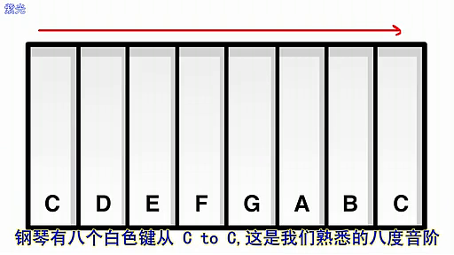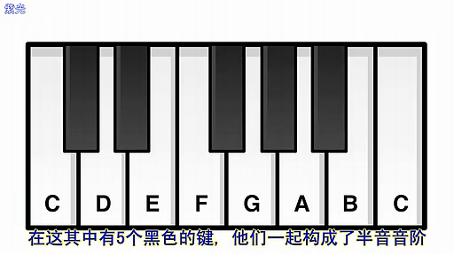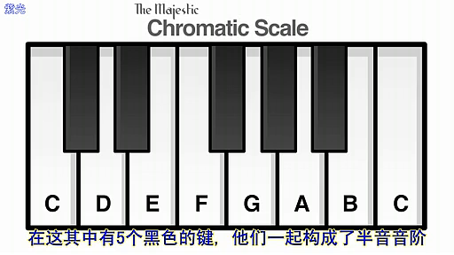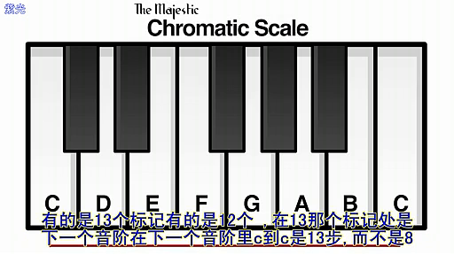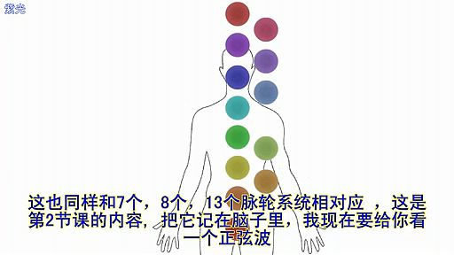A piano has 8 white keys from C to C, which is the familiar octave, and in between there are 5 black keys. Together this creates what is called the chromatic scale, which is 13 notes, well actually 12, with the 13th being the first in the next octave. So from one C to the next is really 13 steps, not 8. This also correlates with the 7, 8, and 13 chakra system I mentioned in Lesson 2.